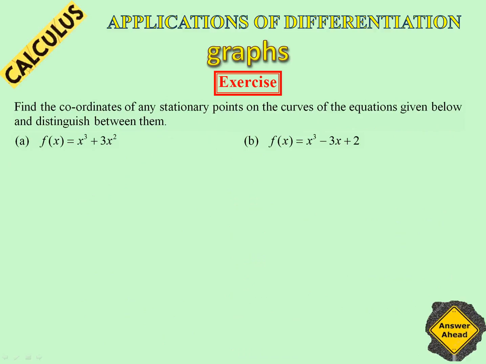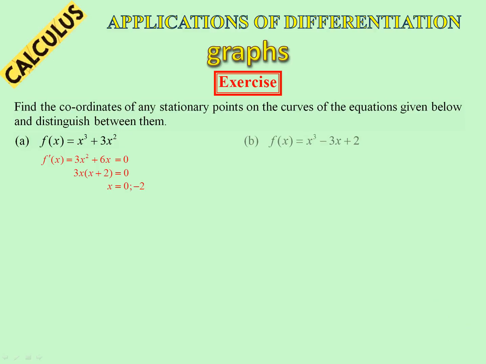Exercise for you to do. Pause. Do them first. Derivative equal to 0. Factorize, and x is 0 or negative 2. Now it says find the coordinates of the points and distinguish between them. Distinguish between them means find whether they are minimum, maximum, or neither. Right. So there are y values.